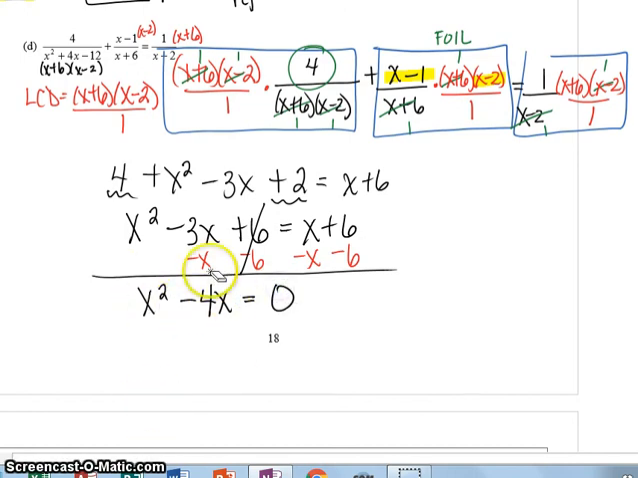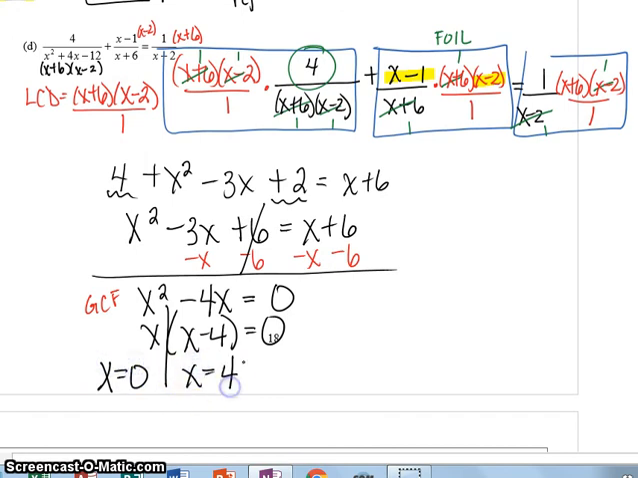That's no longer a trinomial, guys. That is a GCF. So you just have to do the greatest common factor. I can factor out an x. I'm left with x minus 4 equals 0. Split down the middle. I get x equals 0, and I get x equals positive 4.